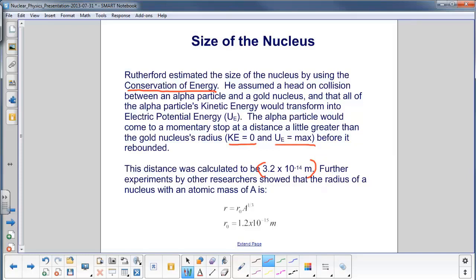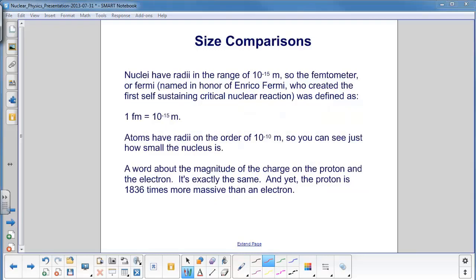Further experiments by many other researchers came up with this equation. The radius of a nucleus with an atomic mass of A is R0 times A raised to the 1/3 power, where R0 is 1.2 times 10 to the minus 15th meters. So nuclei have radii in the range of 10 to the minus 15th meters.